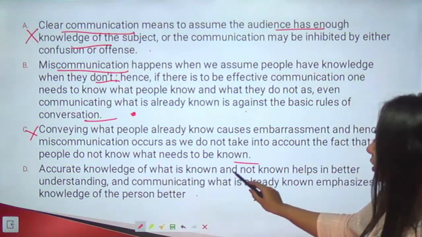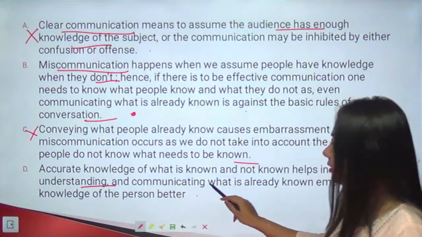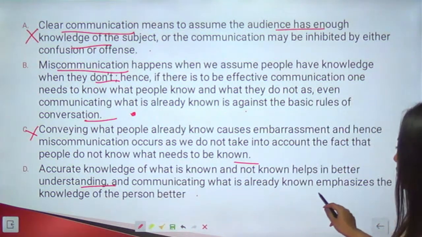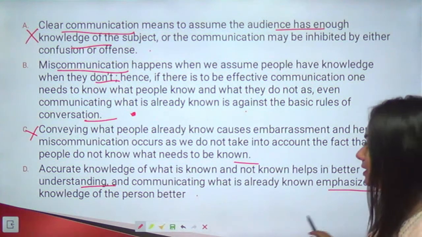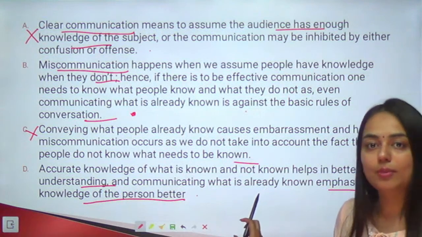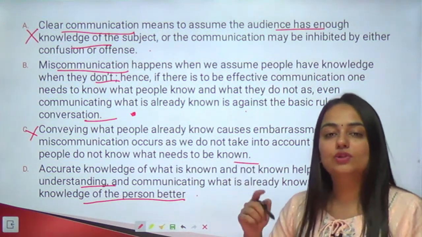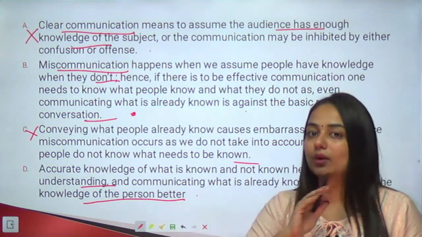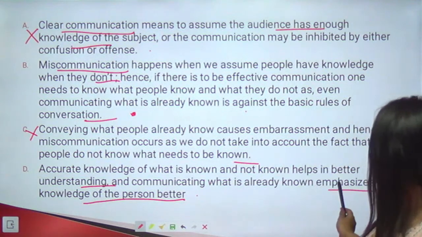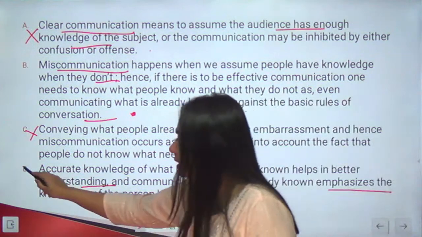Accurate knowledge of what is known and not known helps in better understanding. And this is perfectly fine, up to the comma. And communicating what is already known emphasizes the knowledge of the person better. The second part is not backed by enough facts from the passage. If you are communicating about something which is already well known, there is no point of discussing it any further, and least to talk about it emphasizing further on the knowledge. So we can eliminate this one.